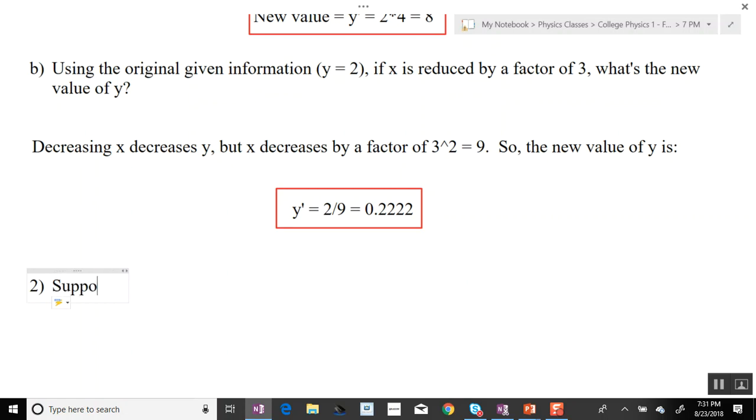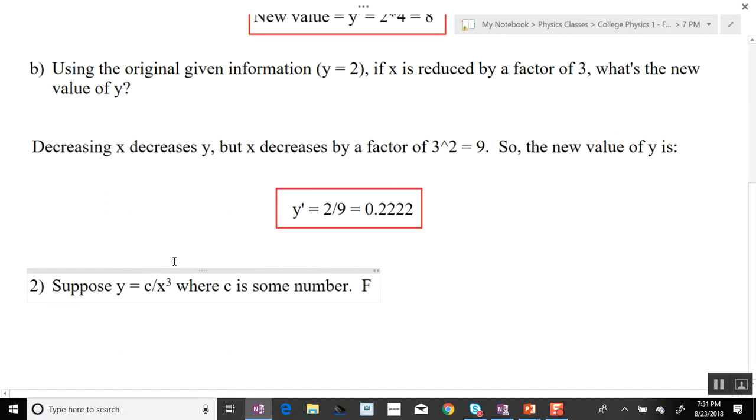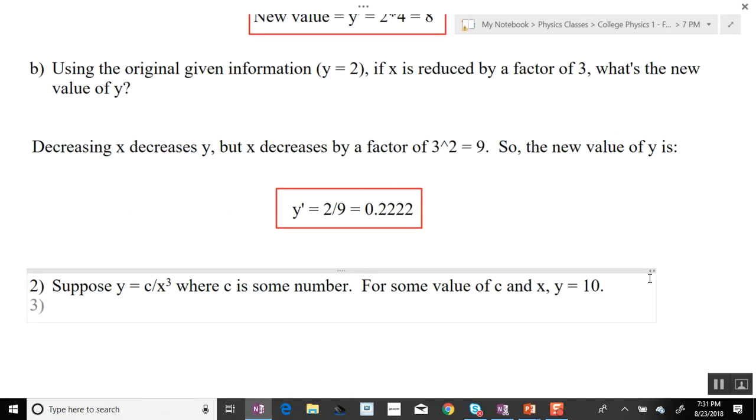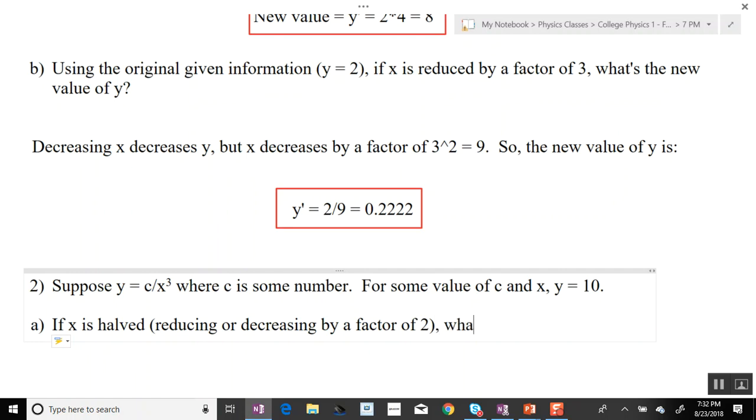okay, so suppose y is equal to c divided by x cubed. Once again, where c is some number. Okay, so for some value of c and x, y is equal to 10 for this case. That's just the initial value of y, right? Okay, so the question is this. If x is halved, you can do this too, right? So x is reducing or decreasing by a factor of 2, that's the same thing as having, what's the new value of y?